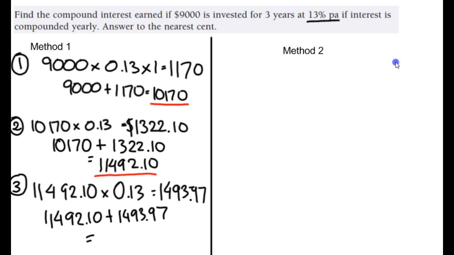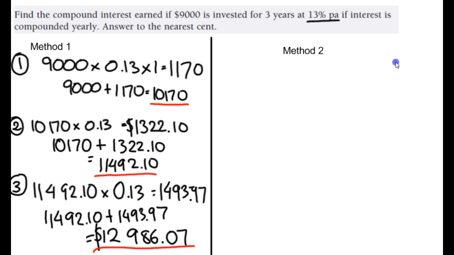When we're doing this, we do end up with some pretty crazy decimals. So I end up with $12,986.07. That's a pretty long process to get an answer. There is a slightly simpler way that I'm going to show you now.